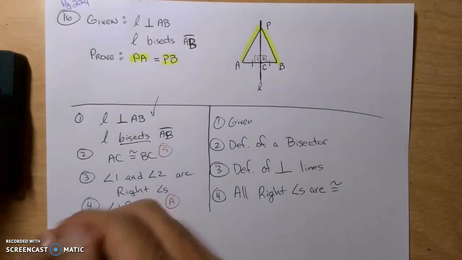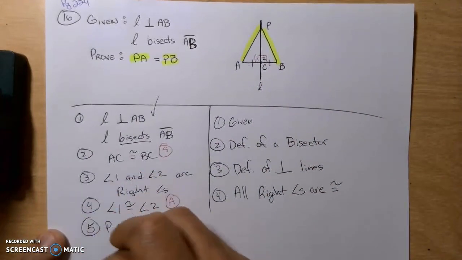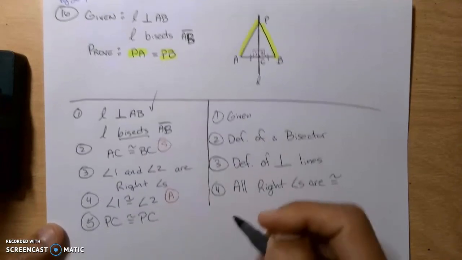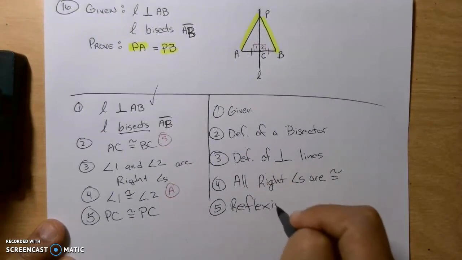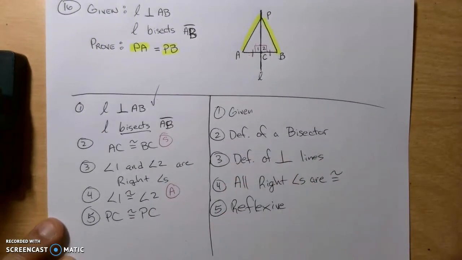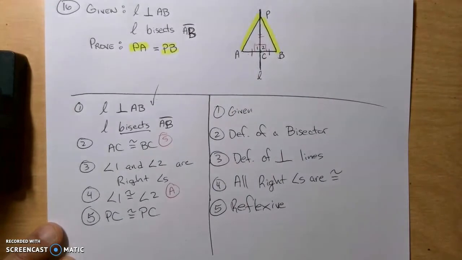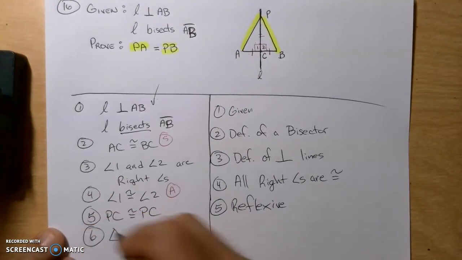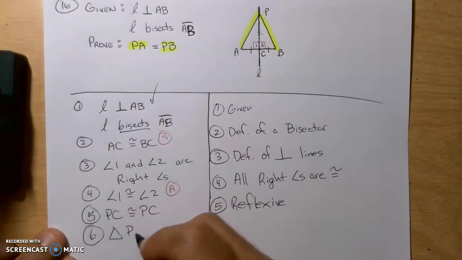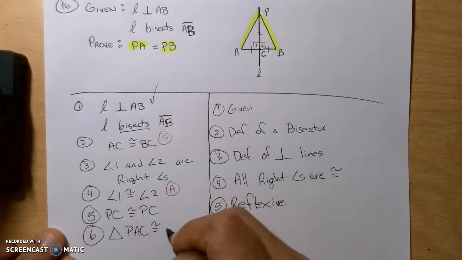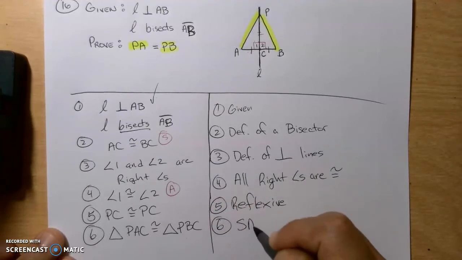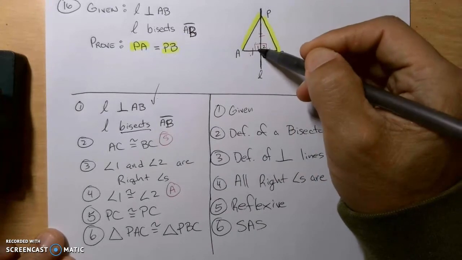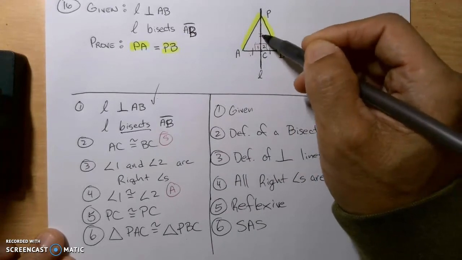In step 5, we're going to say PC down the middle is equal to PC down the middle. And that is, of course, the reflexive property. Reflexive property. And tick, tick. Now I have enough information to prove my triangles are equal, so I'm going to say triangle PAC on the left is congruent to triangle PBC. And we're going to say side, angle, side. We've got a side, we've got a 90-degree angle, and another side.